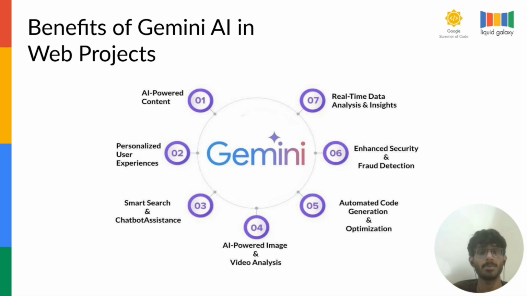As you can see, Gemini AI brings a wide range of benefits, from content creation and security to automation and real-time intelligence. By integrating these features into web projects, developers can build smarter, more interactive, and highly optimized applications. So this is it. Head to next slide.